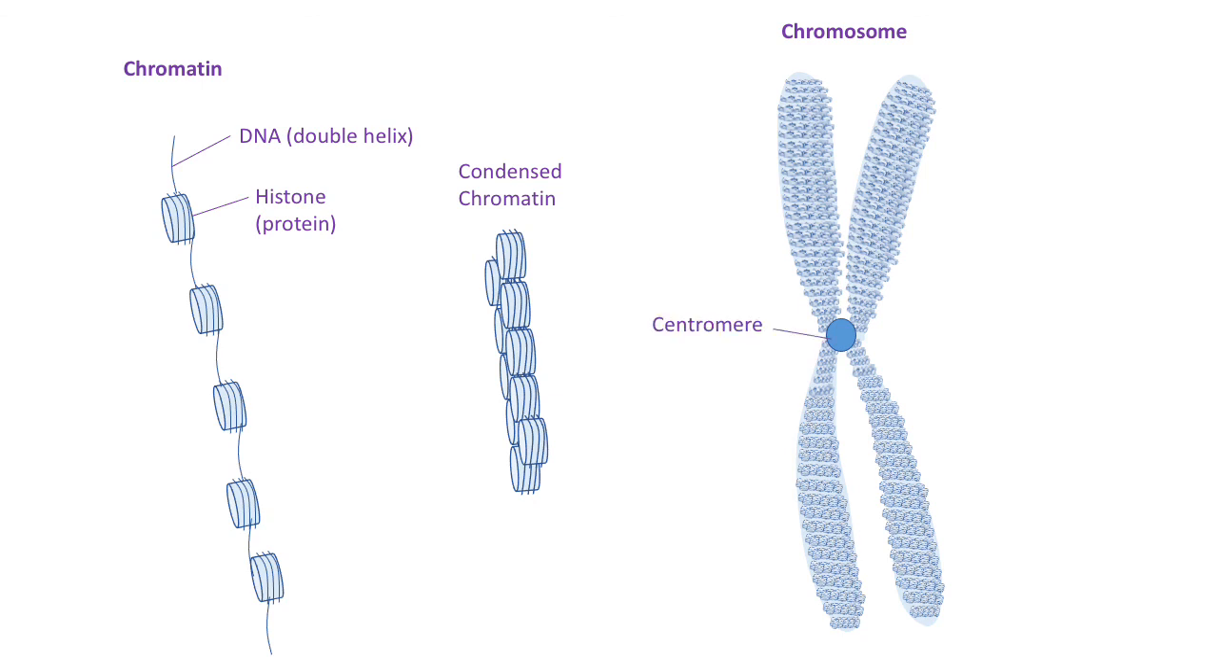The key feature here is the centromere in the middle. That's where the spindle fibers attach. And a chromatid is just one of the arms of the chromosome. So a chromosome contains 2 chromatids. Okay, so that is mitosis.